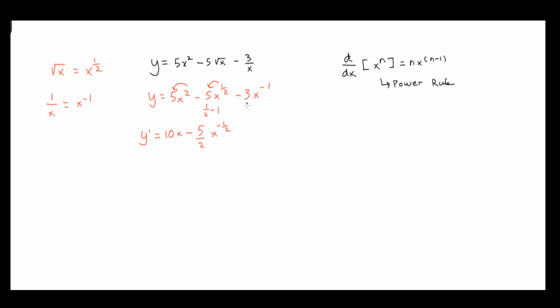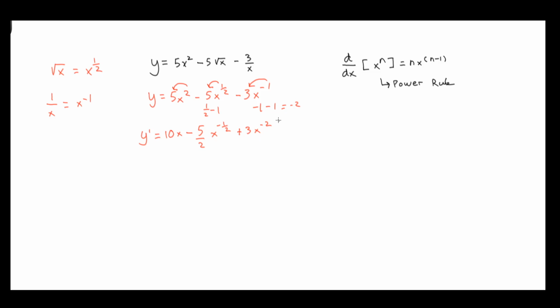Now for this last part here, we have a negative 1 value, which is going to be our n, and we'll bring it to the front to our leading coefficient. So a negative 1 times negative 3 is going to give us a positive 3. And then since our n value is negative 1, we subtract that by 1, and that gives us a negative 2. So that's going to be 3x to the negative 2 power.